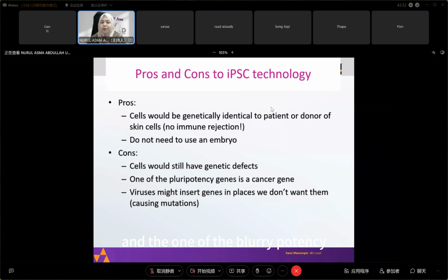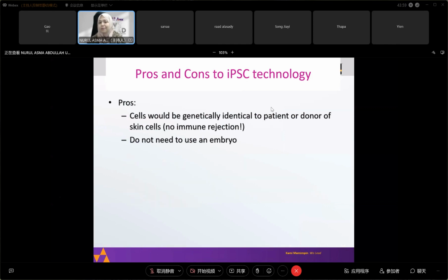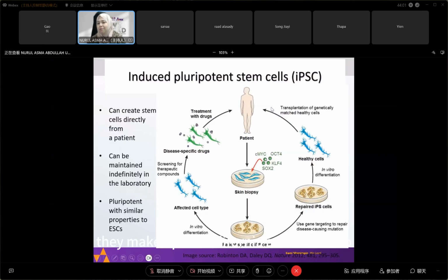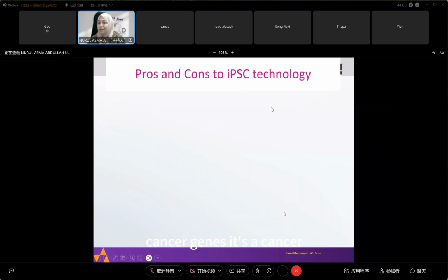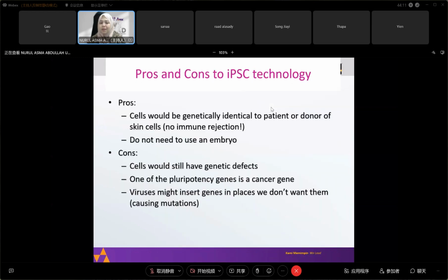And one of the pluripotency genes is a cancer gene. From the four genes here, CMYC, OCT4, KLF4, and SOX2, the KLF4, if I'm not mistaken, is the cancer gene. It's a gene that can cause cancer, can cause tumor development.